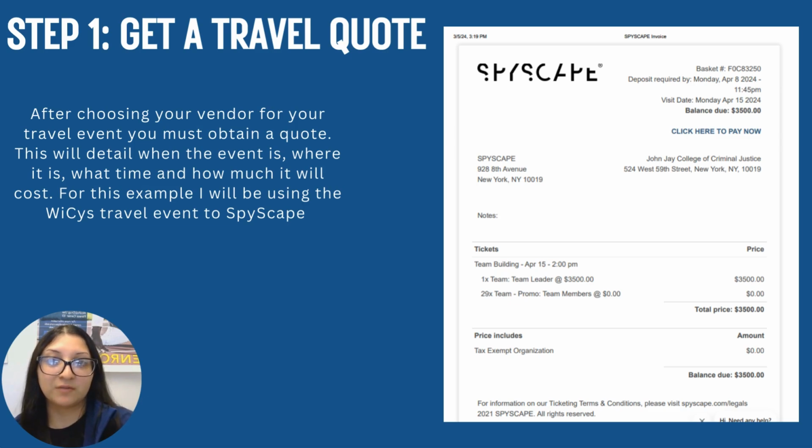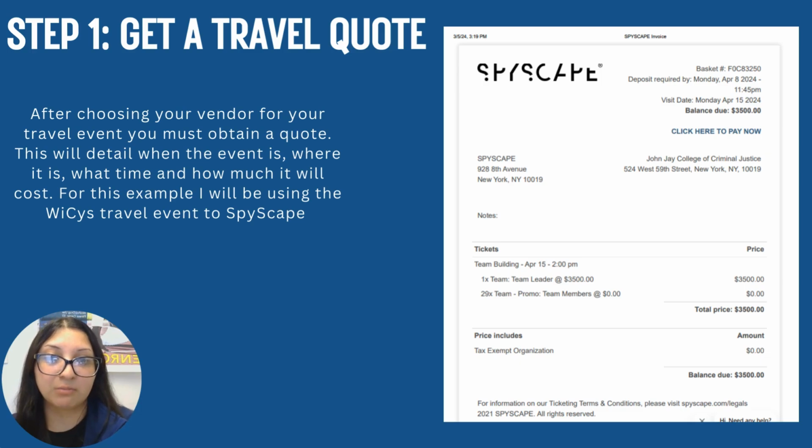So, as I mentioned previously, your step 1 will be getting your travel quote. After choosing your vendor for your travel event, you must obtain a quote from them. This will detail when the event is, where it is, what time, and how much it will cost. For this example, I will be using the Women in Cybersecurity's travel event to Spicegate. As you can see to the right of the screen, I have their quote that they obtained from Spicescape.